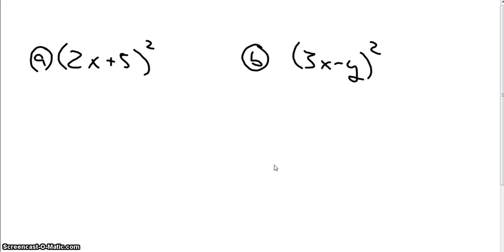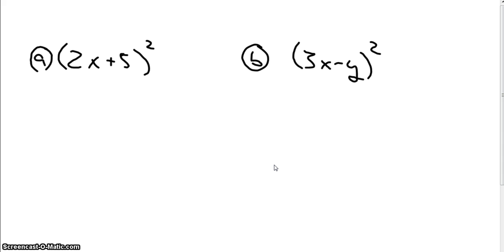Okay? And in the second one here, the answer is not what? 9x squared plus y squared. It's not that. You can't just square each term like that. You have to either FOIL it or use the pattern, right?